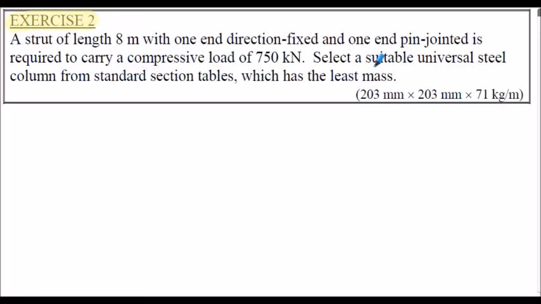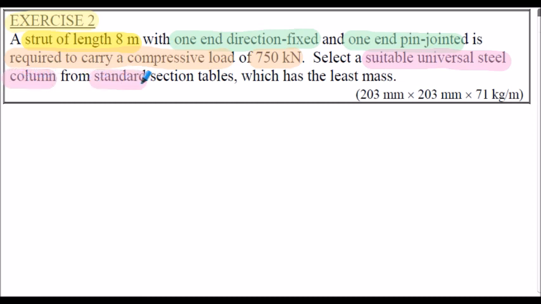Exercise 2. A strut of length 8 meters with one end direction fixed and one end pin jointed is required to carry a compressive load of 750 kilonewtons. We're asked to select a suitable size universal steel column from our standard section tables, which has the least mass. The answer is shown here in the bracket for reference.